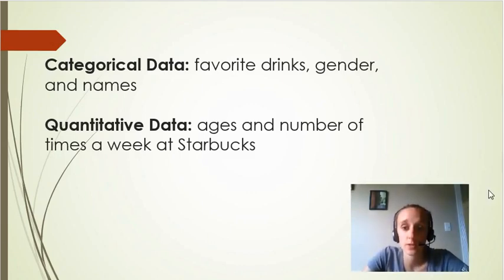There are also 2 types of data that we looked at. Your categorical data, which was their favorite drinks, their gender, and their names, and your quantitative data, which is their ages, number of times per week at Starbucks.